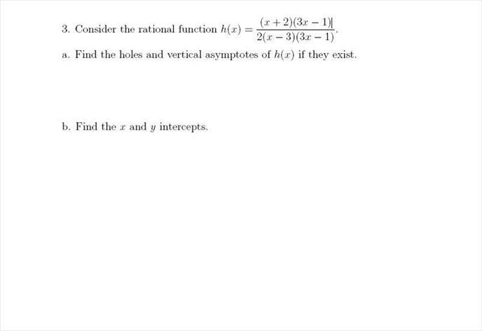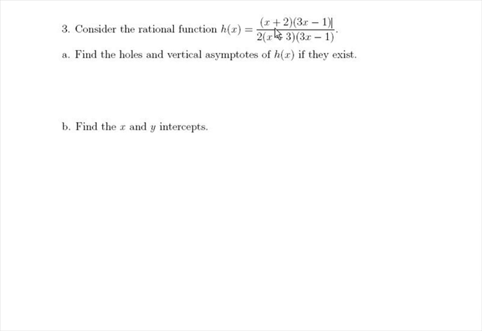In this problem, we're asked to find the holes, vertical asymptotes, and intercepts of a given rational function. To find the holes and vertical asymptotes, we need to figure out where the function is not defined. So if it's a rational function, the only place where that function is not going to be defined is when we're going to be dividing by 0.